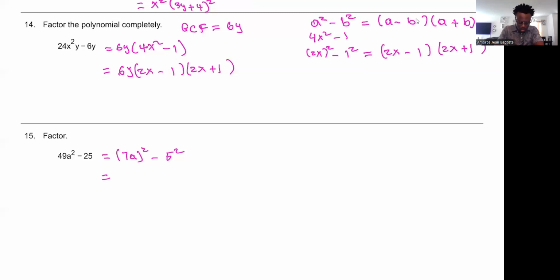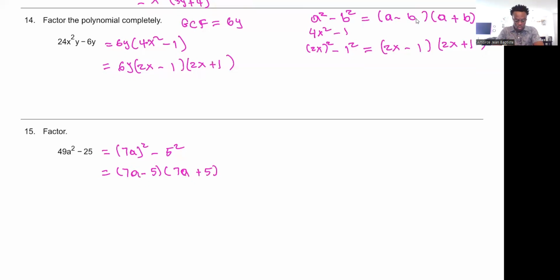So we have the two numbers we square to get the expression, so we can apply the difference of squares here. So 7a minus 5 times 7a plus 5 is the factored form of 49a squared minus 25.